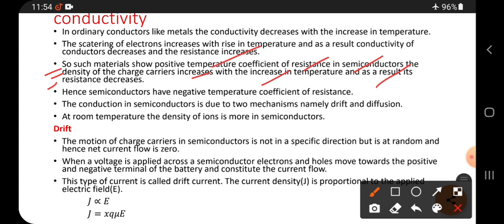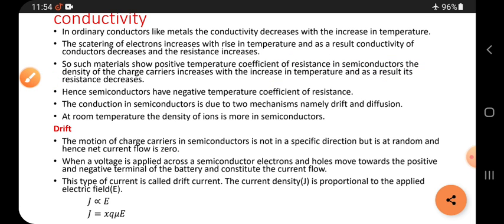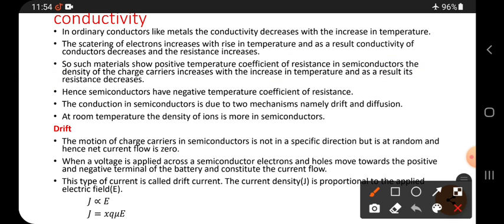In a semiconductor, the density of charge carriers increases with increasing temperature, and as a result resistance decreases. Up to here is the conductor, but in a semiconductor, the density of charge carriers increases, meaning more charge carriers like electrons or holes with increasing temperature, that is, more electron-hole pairs.